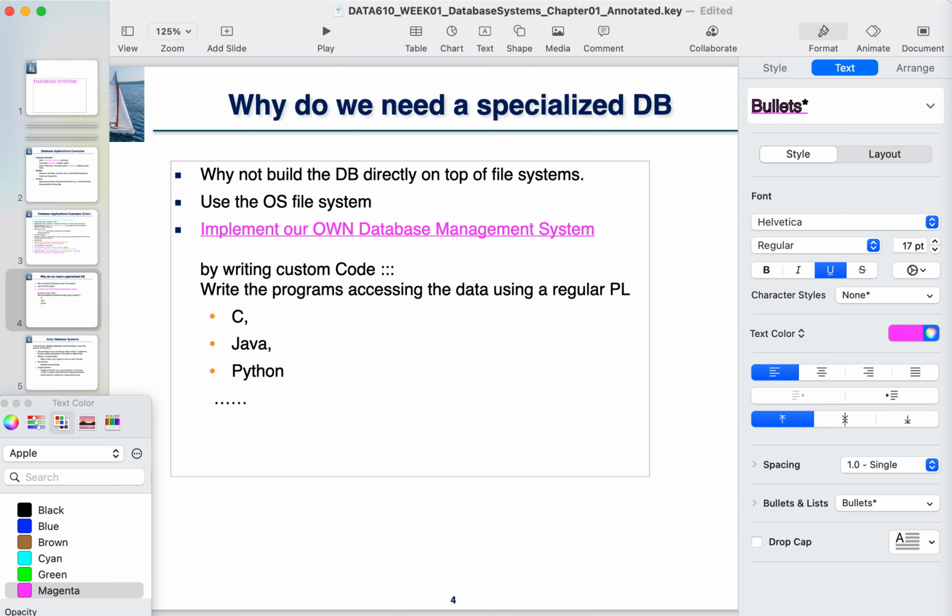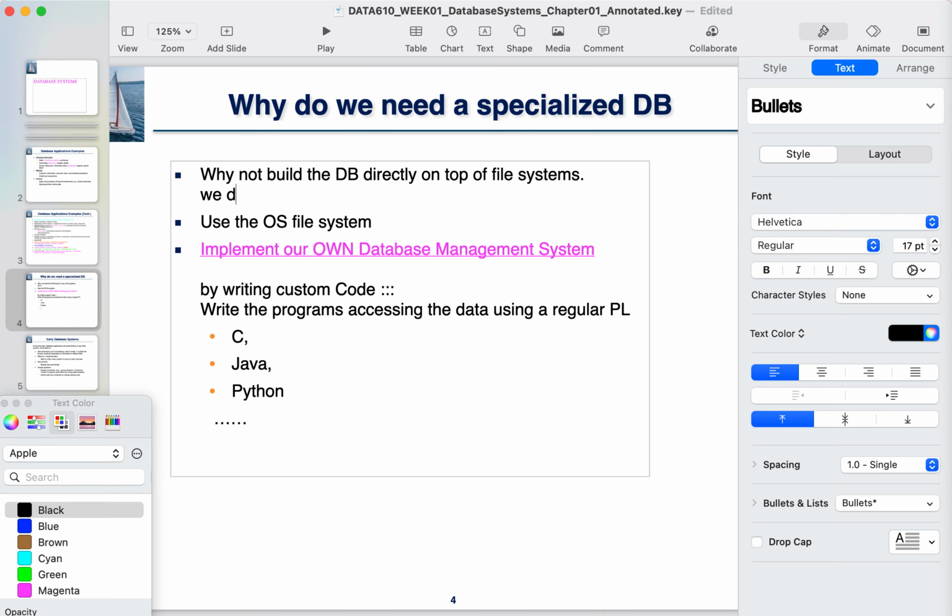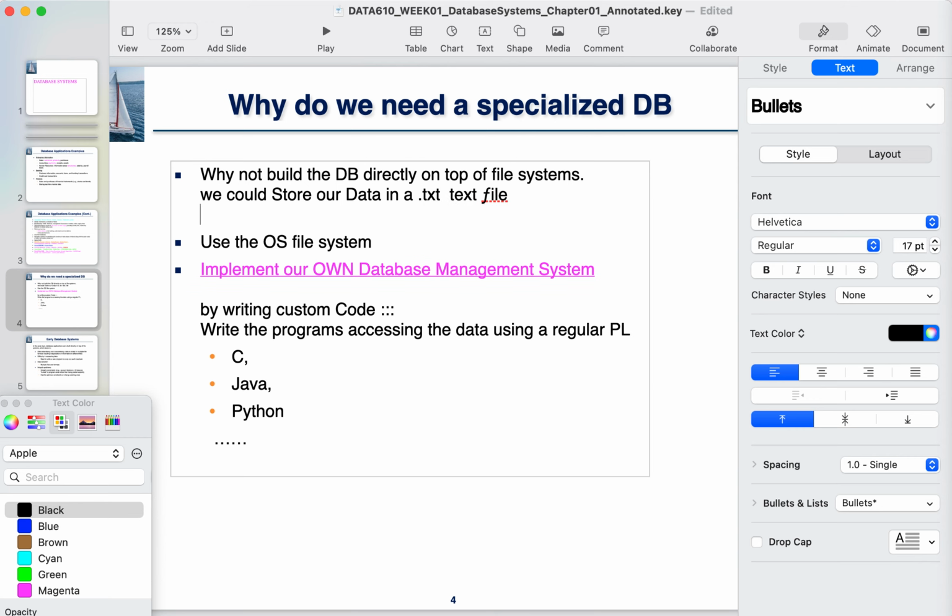So we could store our data in a text file if we wanted to. Our customers, products, patients, orders, etc. We could put this text file onto our hard drive, of course.